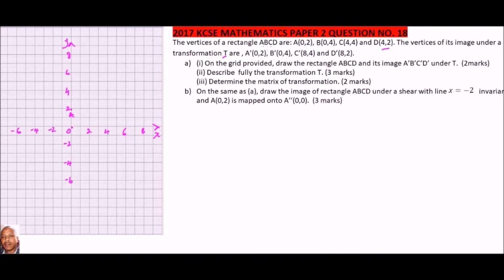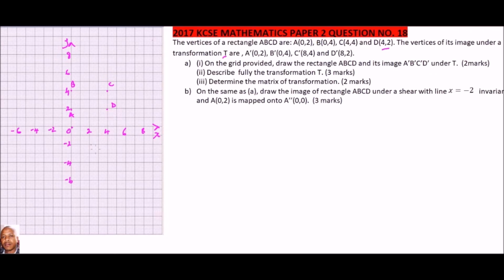Our B is at (0, 4). So (0, 4) is there. This is our B. Our C is (4, 4), so 4 and 4. This is where we have our C. And our D is at (4, 2). (4, 2) is there. So this is where we have our D.